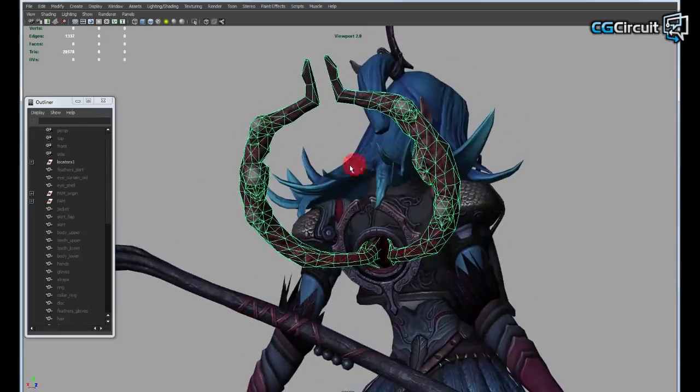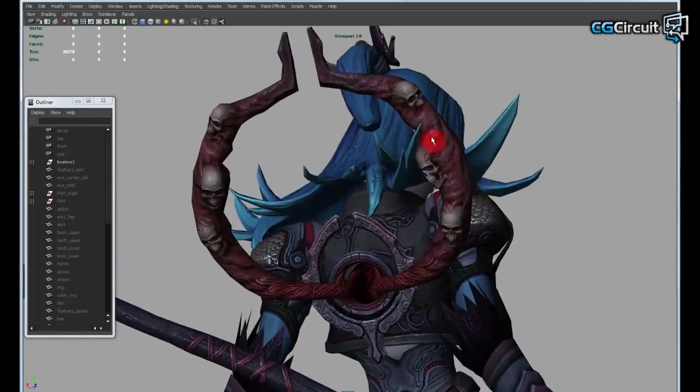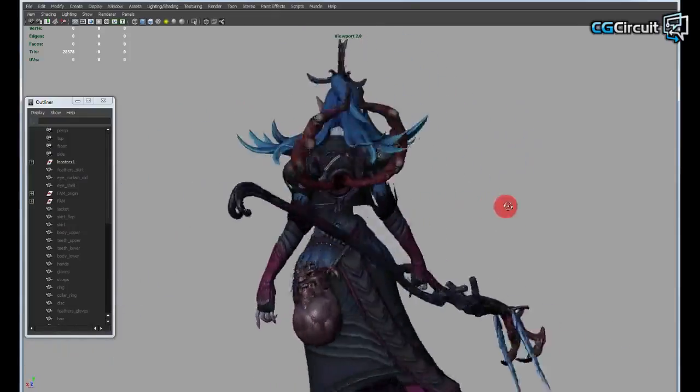In this example, I'm going to be baking this piece on her back here. Well, I don't really know what it is, but it's a ring with some skulls, and I thought it would be kind of a cool thing.